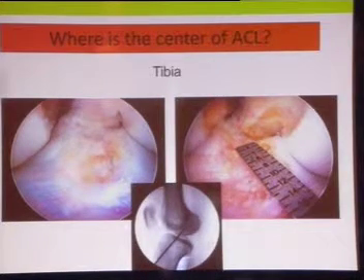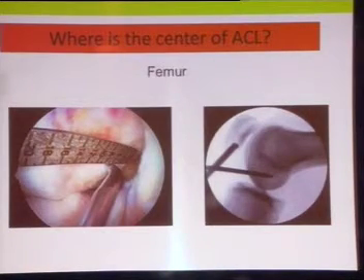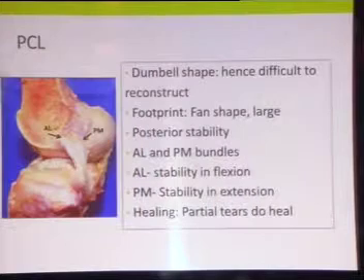You can also take the help of fluoroscopy. And on the femur, you can measure the wall from back to front and take the center point. If it is 18 mm or 20 mm, just take the center point and go a millimeter behind. That's where the center of the ACL lies. You can also use fluoroscopy.